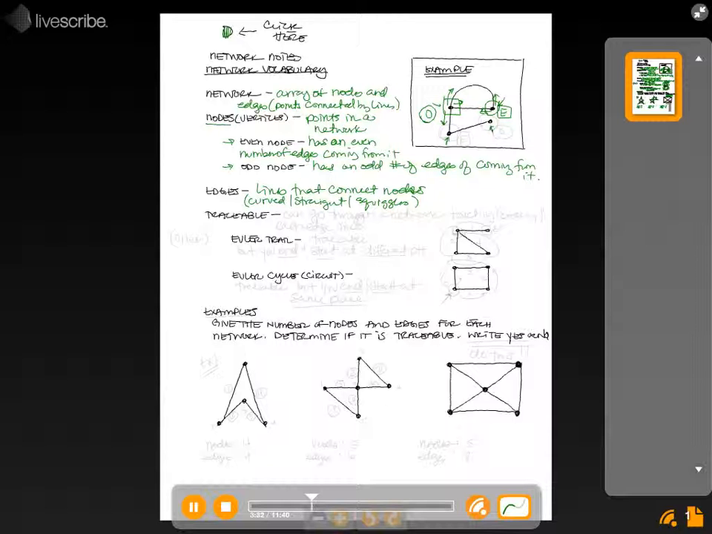This one here, I want you to pause this, see if you can figure out what it is. The last 2, see if you can figure out what they are, even or odd. This one here and this one here. Go ahead and pause the video, and see if you can figure it out on your own.